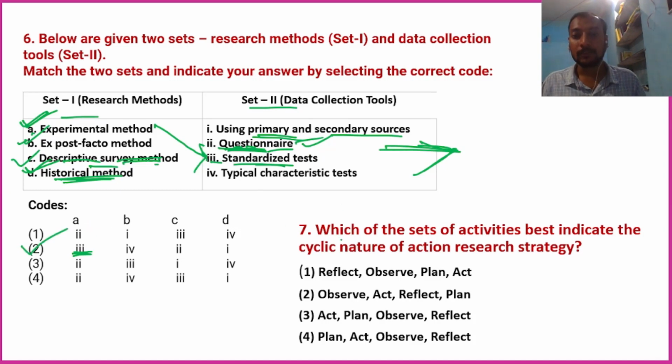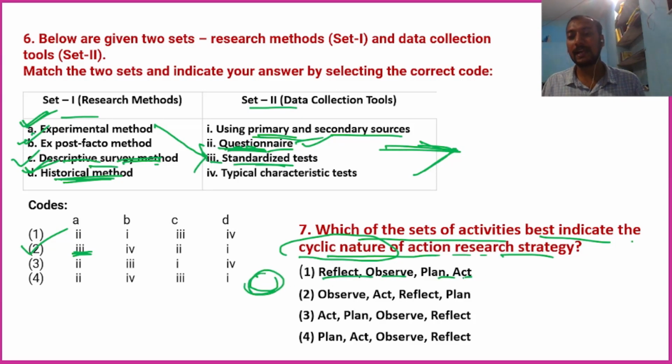Next question comes here. Which of these sets of activities best indicates the cyclic nature of an action research strategy? Cyclic nature means it moves like a cycle, from start to end. How? Reflect, observe, plan, act? No. First, you should have a good plan to do any kind of study. You are planning to do a study on cancer, so you should have one proper plan: 3 months, 6 months, 10 months. So the plan will come first, wherever it is.